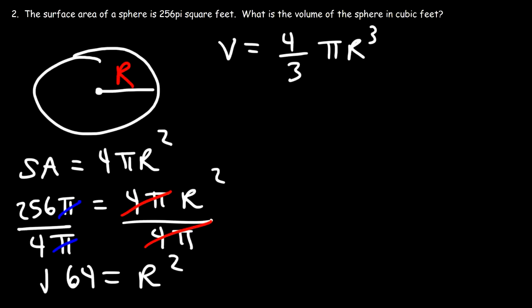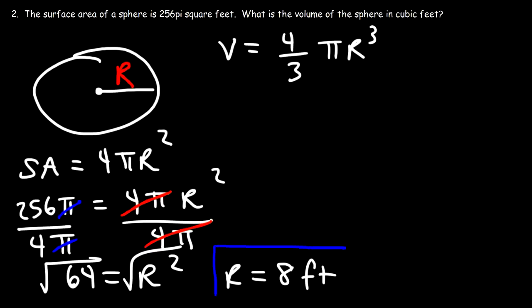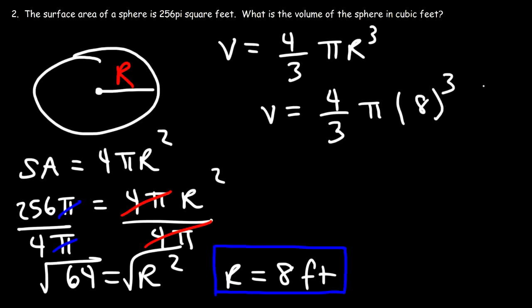And now we could take the square root of both sides. So the square root of 64 is 8. So the radius is 8 feet. So now that we have the radius, we can now calculate the volume. So the volume is going to be 4/3 pi times r cubed, but r is 8. So 8 raised to the third power, that's 8 times 8 times 8, and so that's going to be 512.